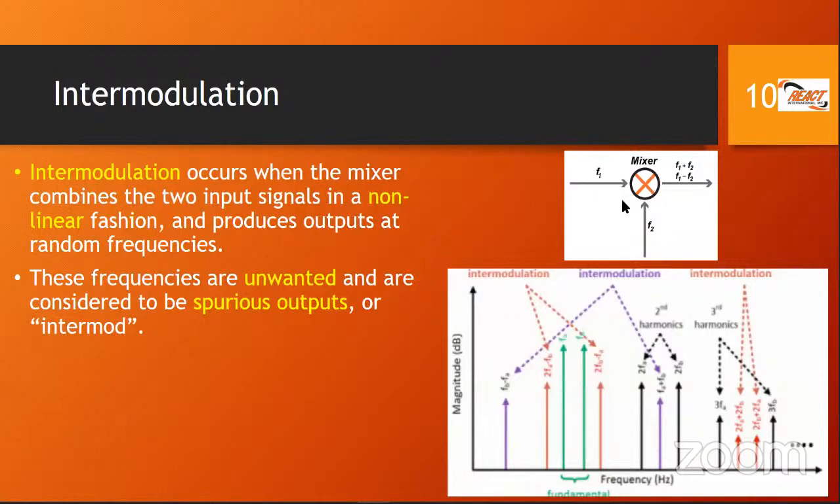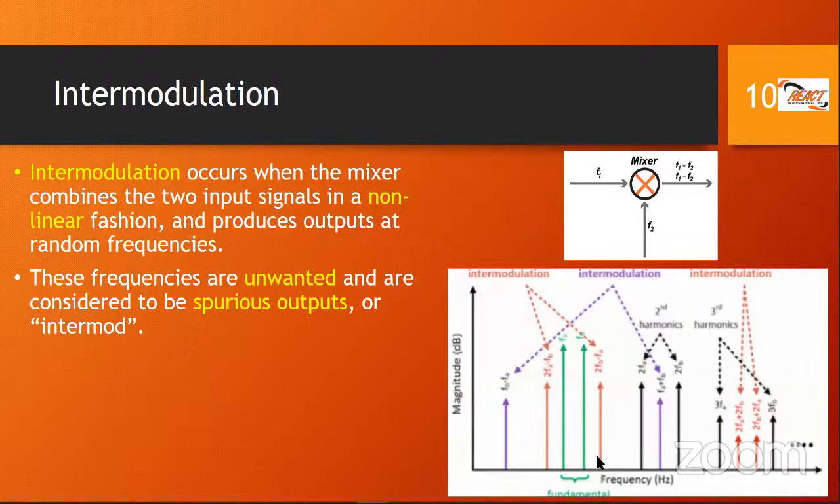But when our mixer combines the two input signals, let's say it is doing so in a non-linear fashion. It should do it in a linear fashion, but what happens if it's not linear? It can produce random frequencies on the output. So those unwanted frequencies are considered to be spurious outputs, which we also refer to as intermod.